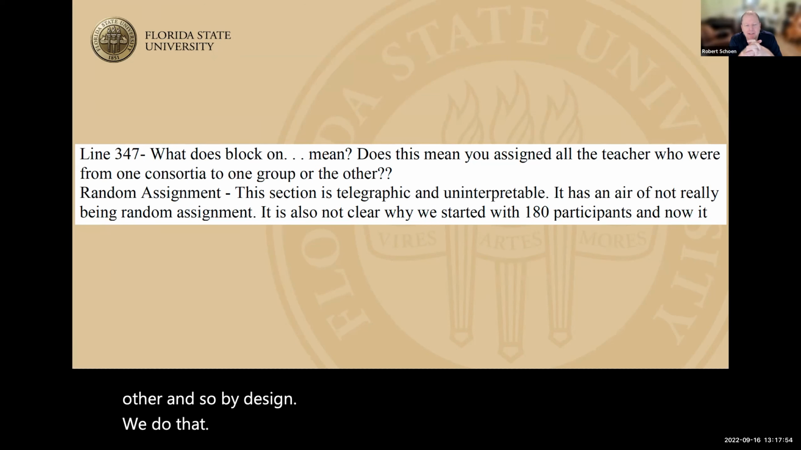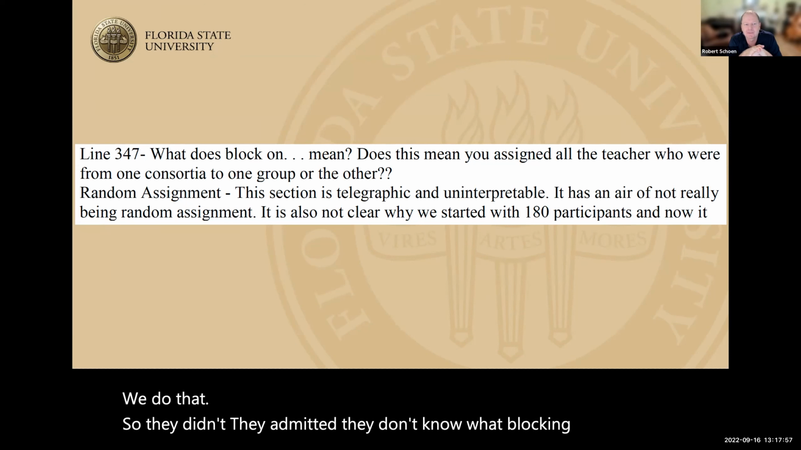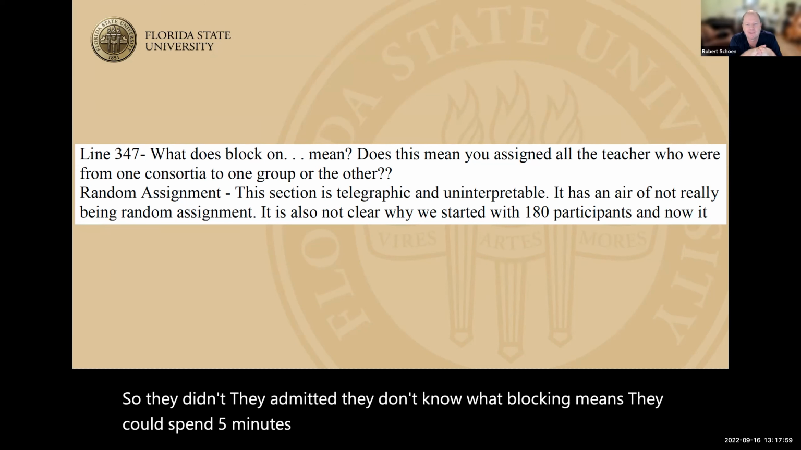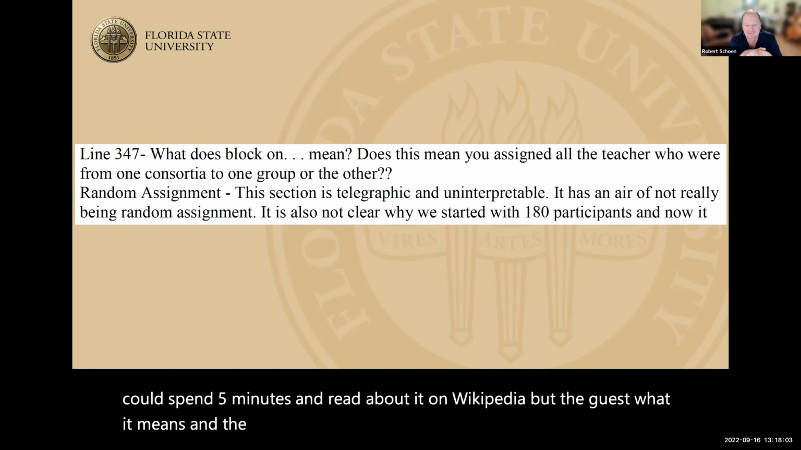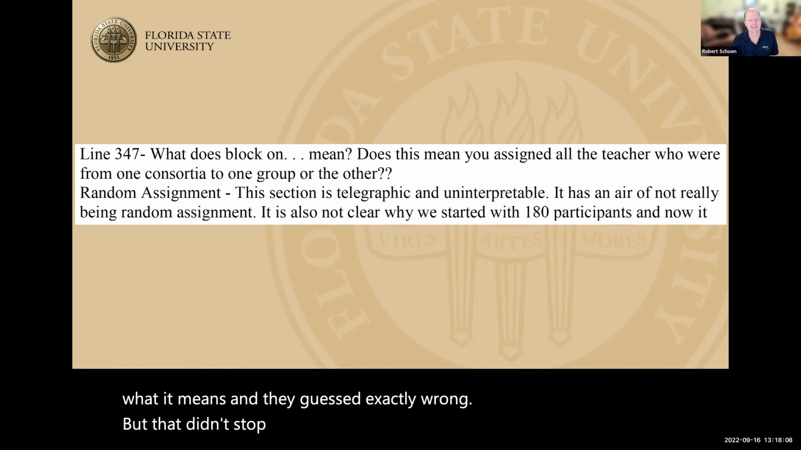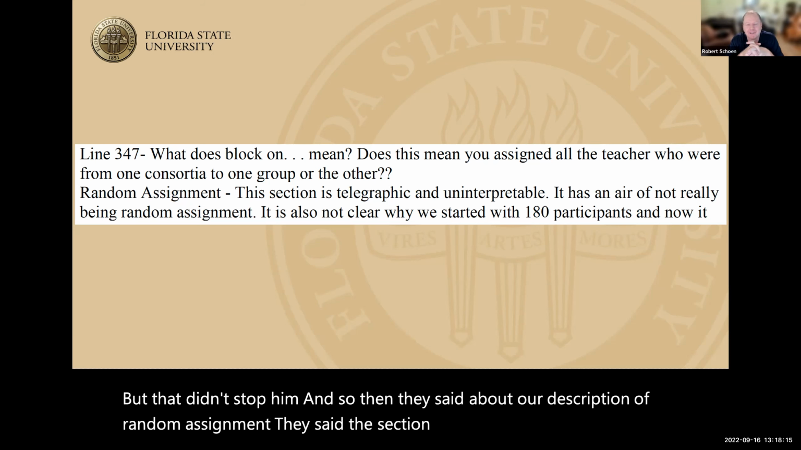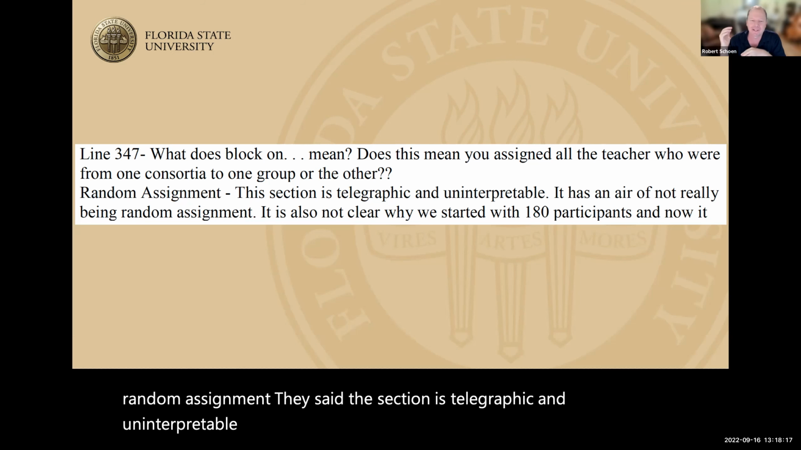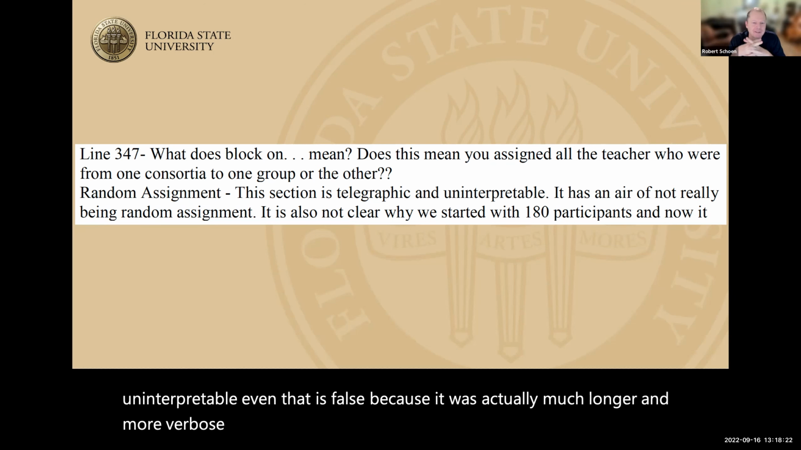So they admitted they don't know what blocking means. They could spend 5 minutes and read about it on Wikipedia, but they guessed what it means and they guessed exactly wrong. But that didn't stop them. And so then they said about our description of random assignment, the section is telegraphic and uninterpretable. Even that is false because it was actually much longer and more verbose than most of them are, but it was complicated and we wanted to make sure all the details were shared.